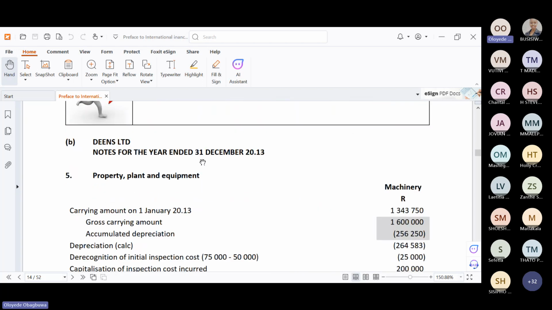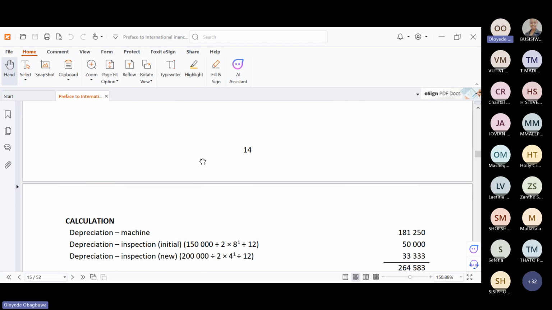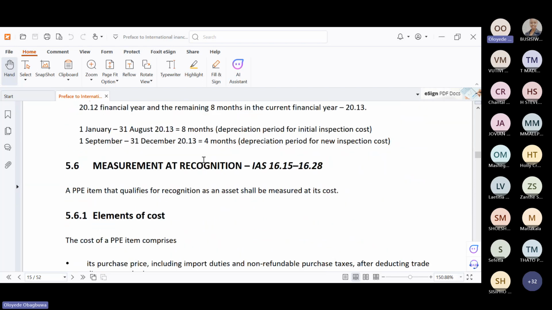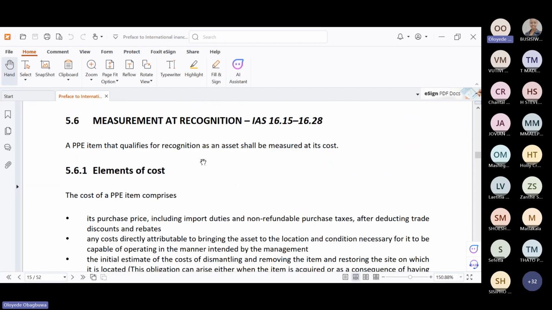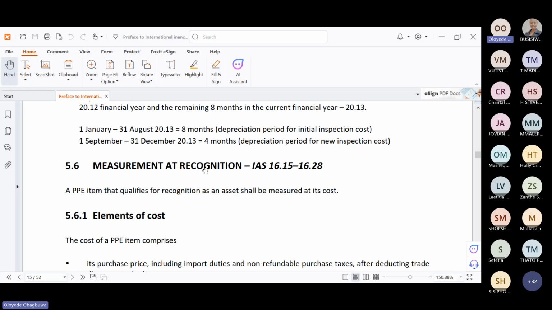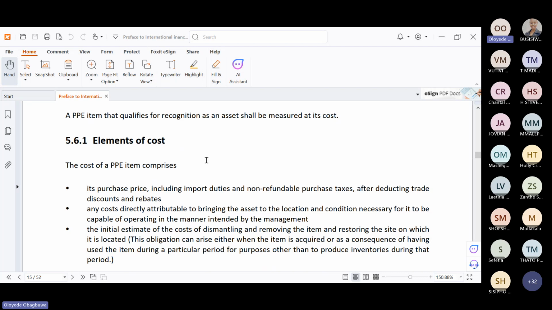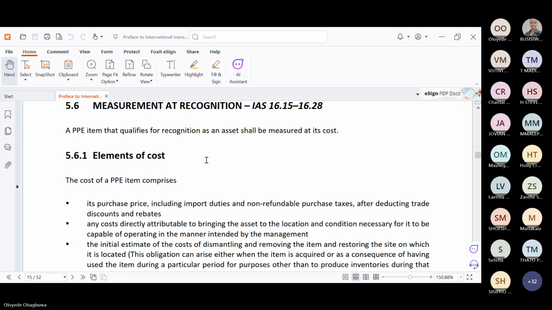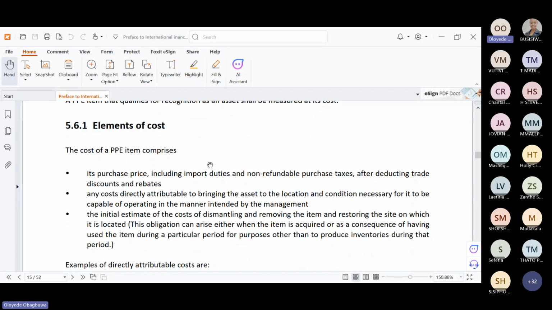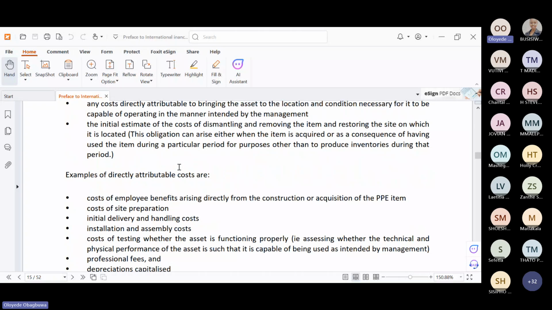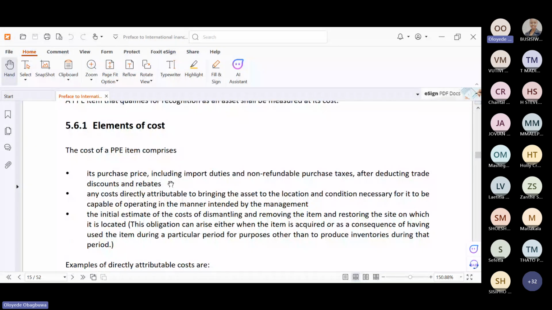Yeah, let's go ahead. We'll see more questions and more comprehensive ones. Then you will begin to get a better understanding. Measurement at recognition. This is talking about elements of cost. The cost of PPE comprises of, we studied this in the last class when you say cost of inventories, what are the other costs that are attributable to bringing them to the location. These are the same thing.